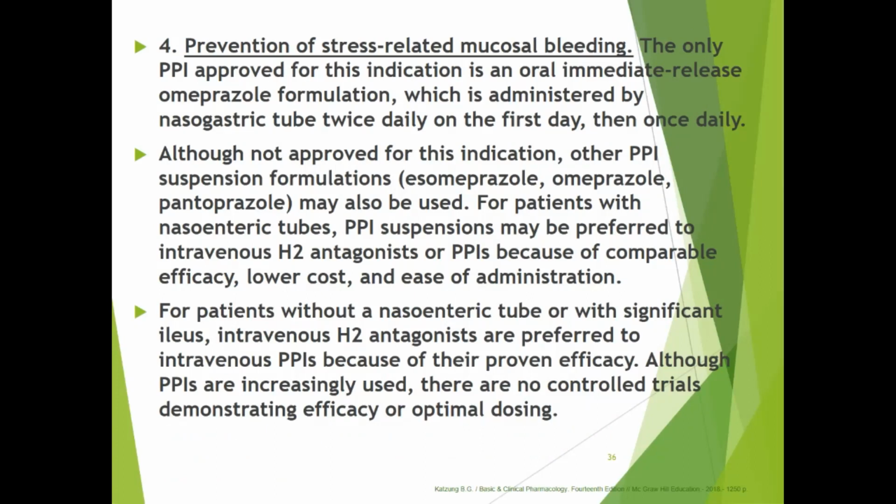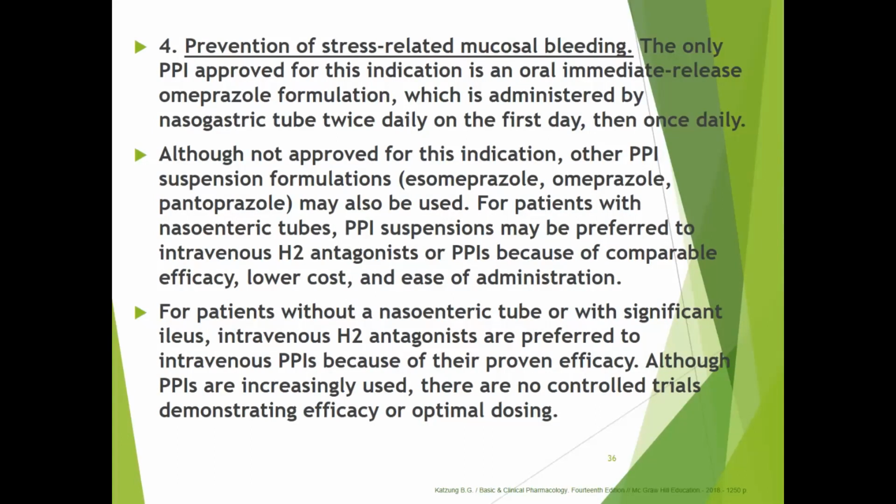Prevention of stress-related mucosal bleeding. The only PPI approved for this indication is the oral immediate-release omeprazole formulation, which is administered by nasogastric tube twice daily on the first day, then once daily. Although they are not approved for this indication, other PPI suspension formulations, esomeprazole, omeprazole, pantoprazole, may also be used. For patients with nasoenteric tubes, PPI suspensions may be preferred to the intravenous H2 antagonist or PPI because of comparable efficacy, lower cost, and ease of administration.